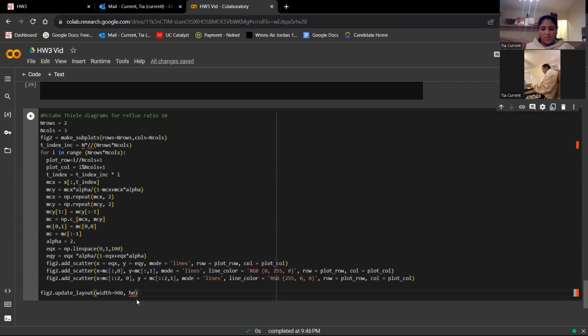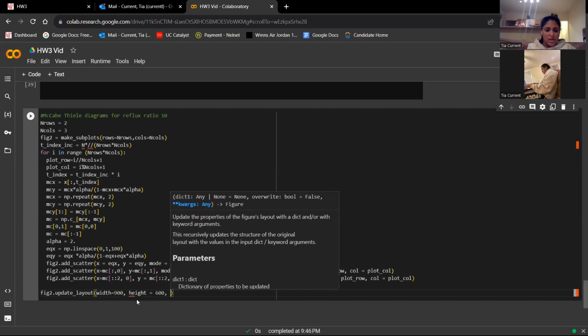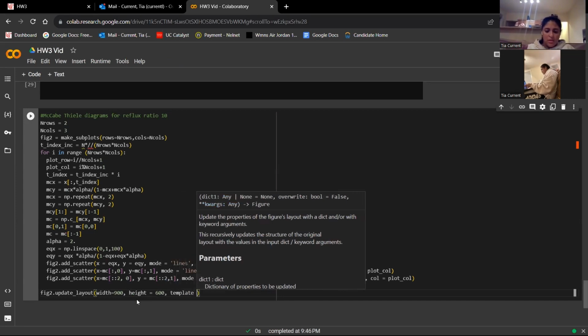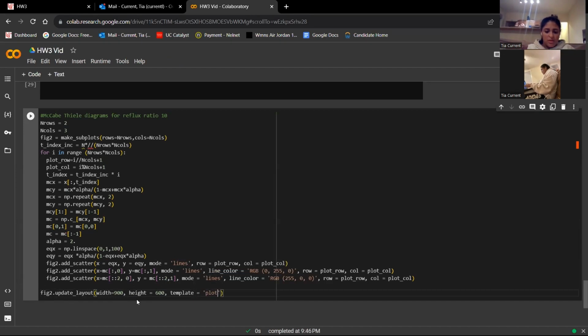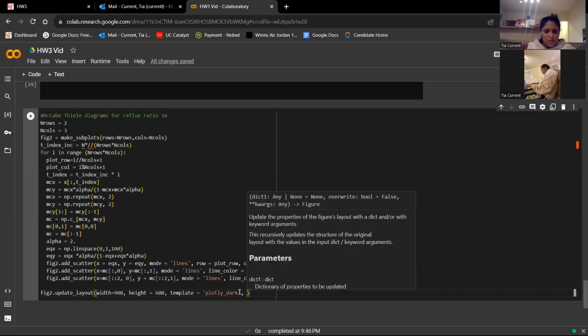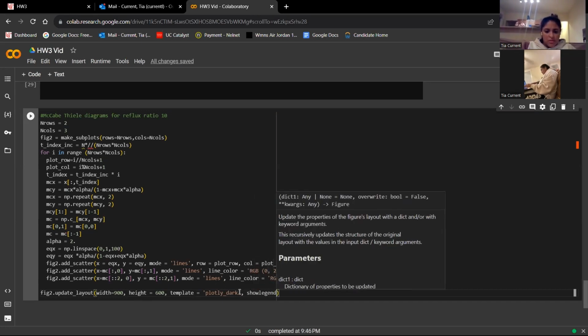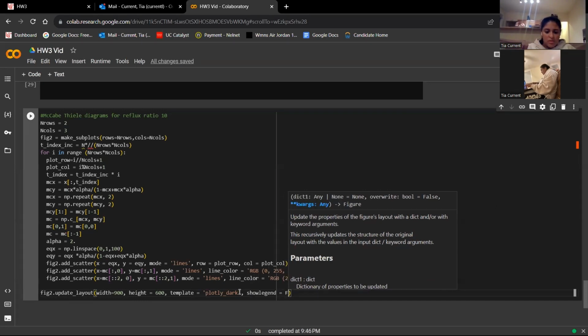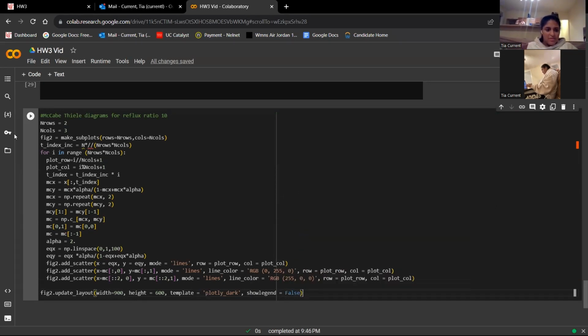Okay, so I ran out of time in my last Zoom meeting. So width was 900, height is equal to 600, and then template plotly_dark always, and then we don't want a legend because I am legend already.